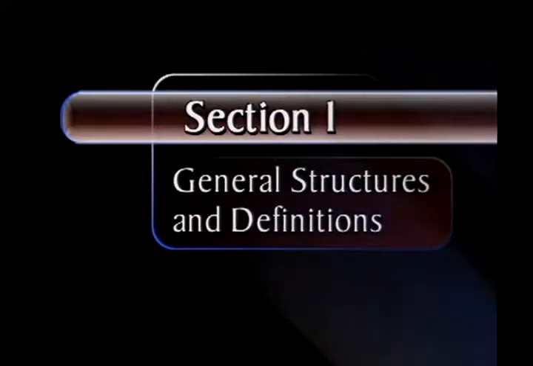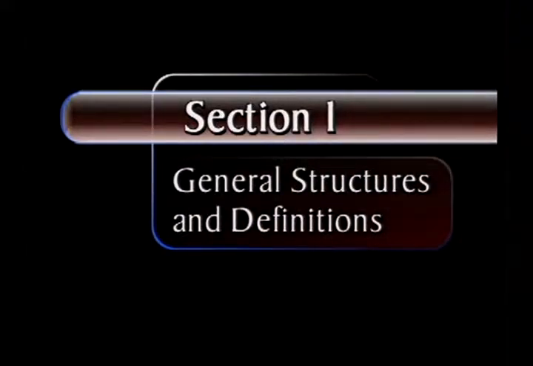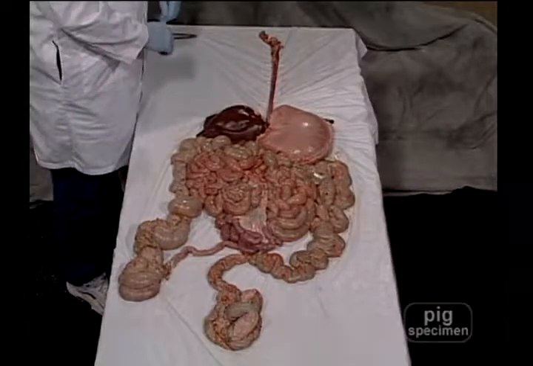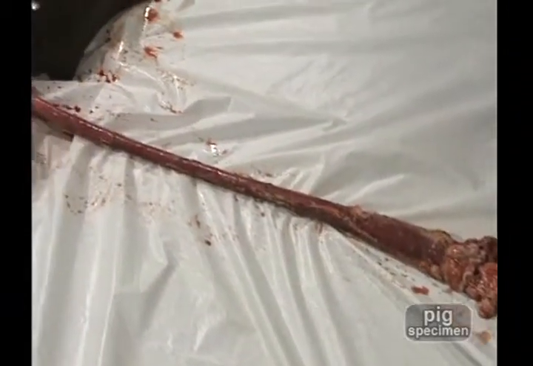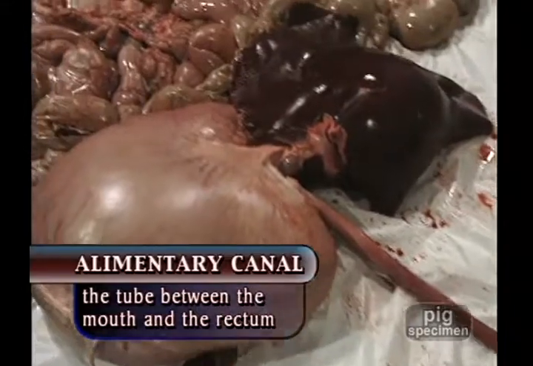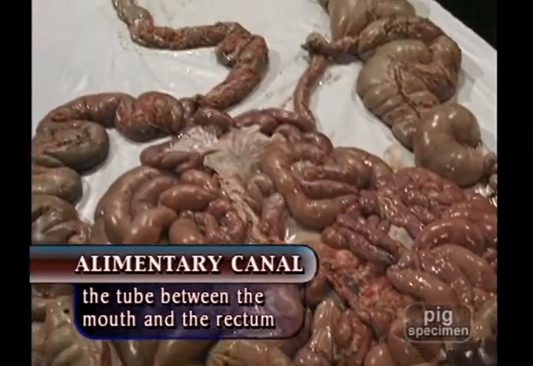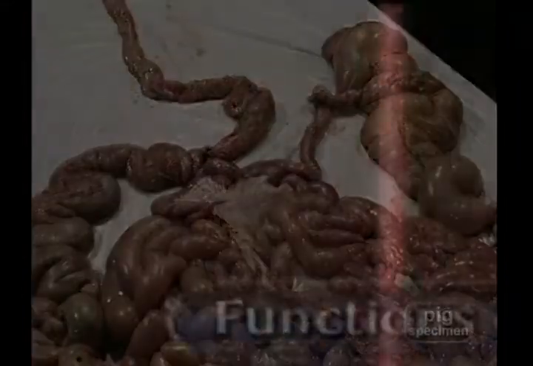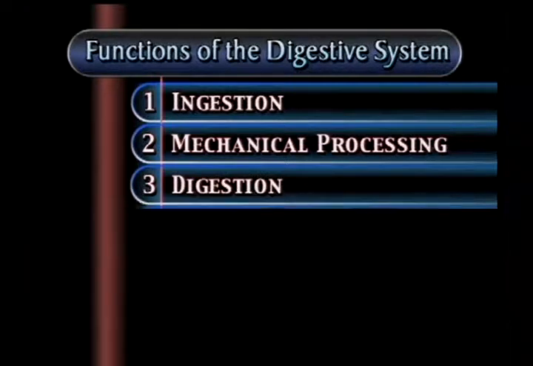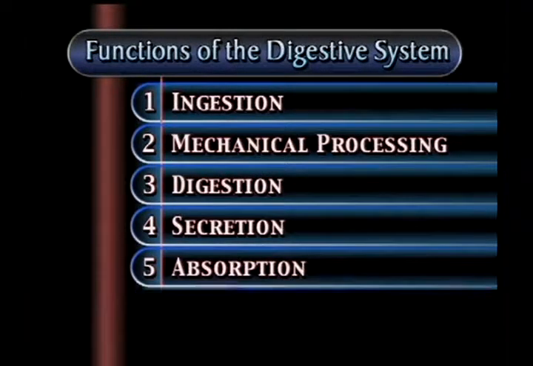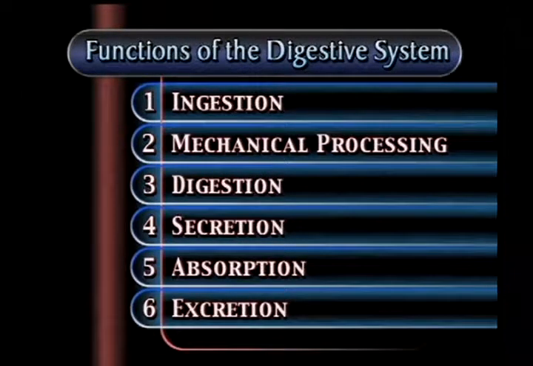Section 1. General structures and definitions. The digestive system is basically a muscular tube that transports food. This tube is referred to as the alimentary canal and starts at the mouth and ends at the rectum. There are 6 functions to the digestive system: ingestion, mechanical processing, digestion, secretion, absorption, and excretion.